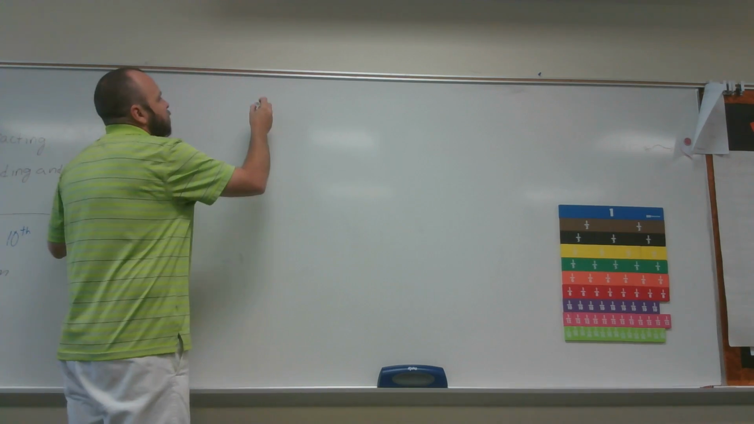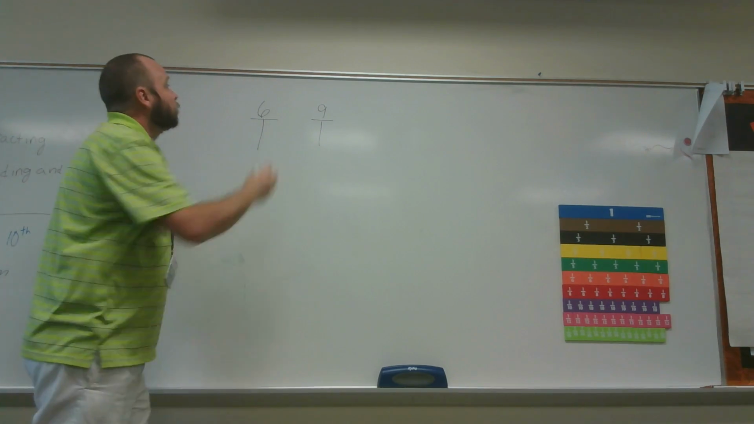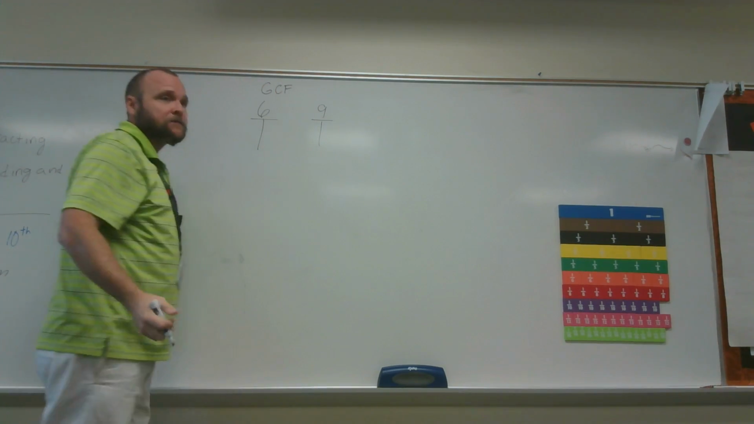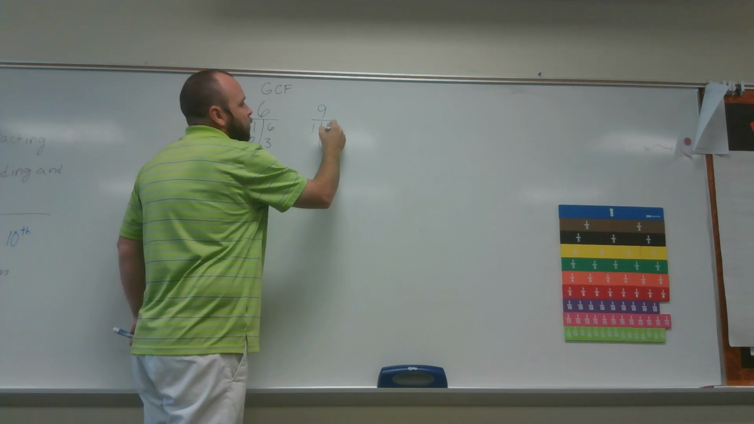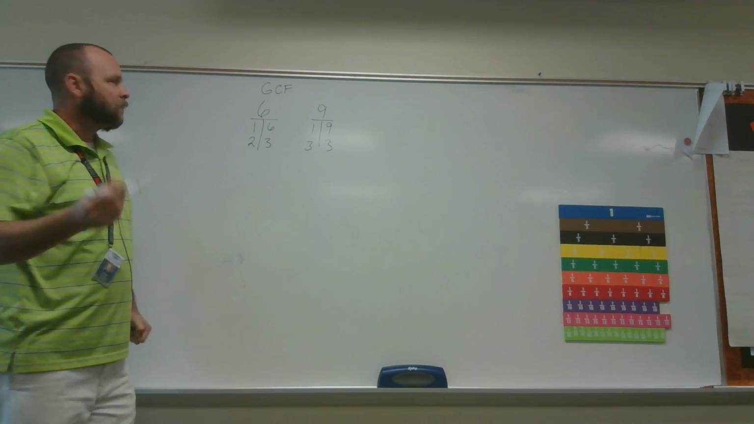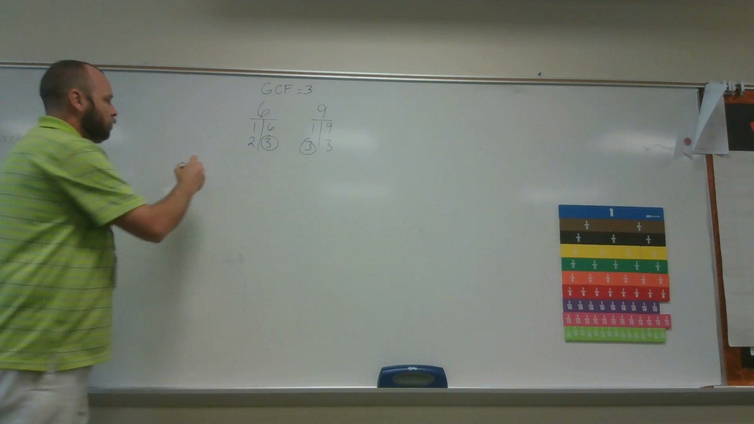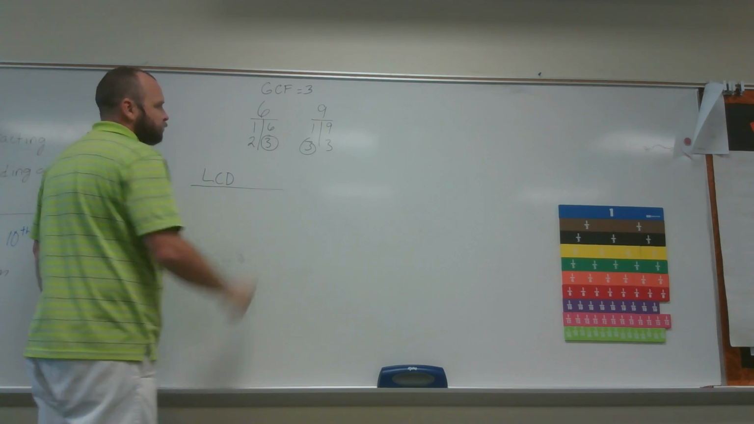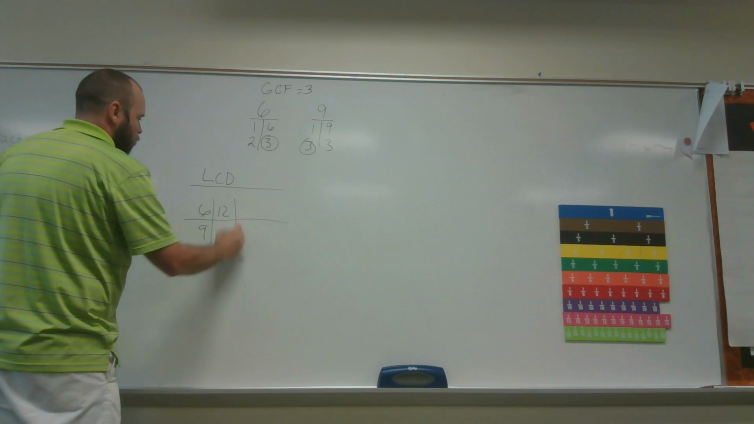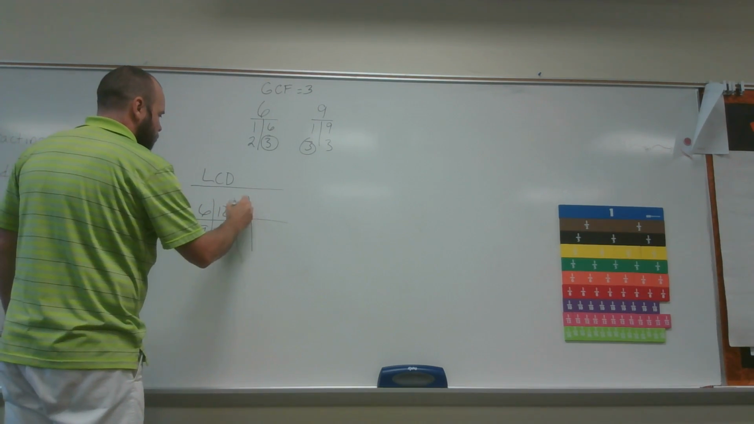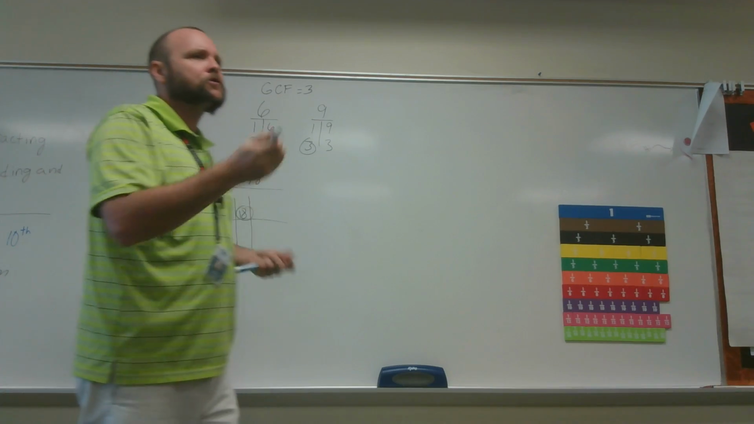I'll take 2 numbers. Let's take 6 and 9. For the greatest common factor, my factors of 6 are 1 times 6, 2 times 3. My factors of 9 are 1 times 9, 3 times 3. Therefore, my greatest common factor, the biggest number they have in common, is 3. But if I'm looking for my least common denominator, which is different, I take my 2 numbers, 6 and 9, and then I just do the multiples. My least common denominator would be 18. So those are two different things.